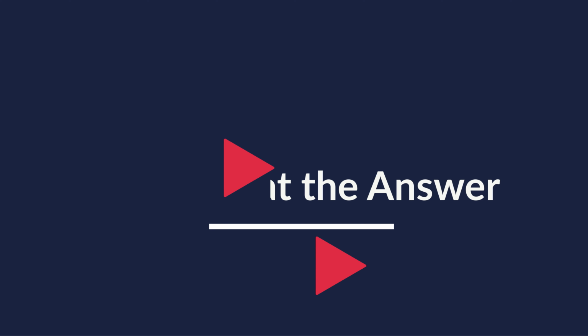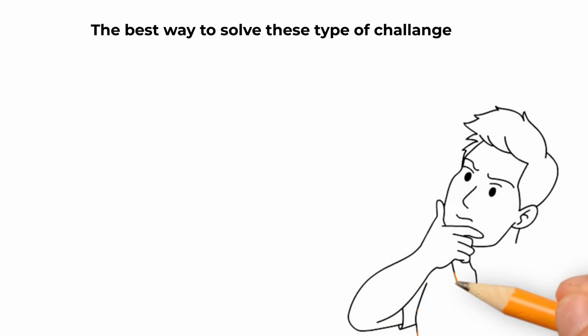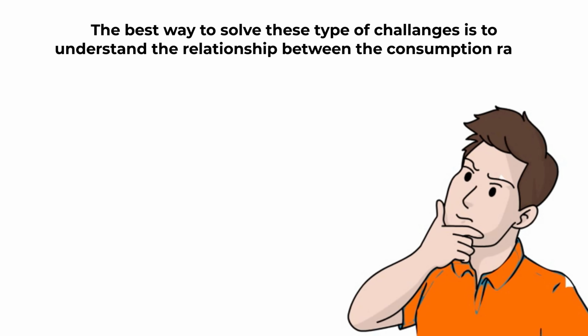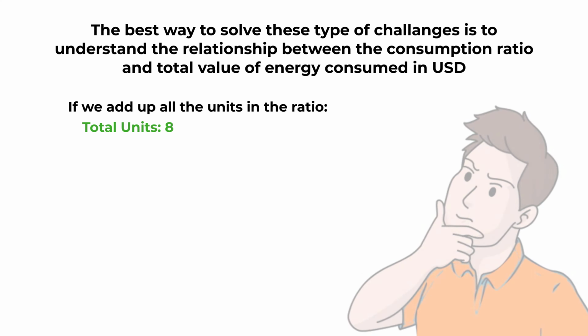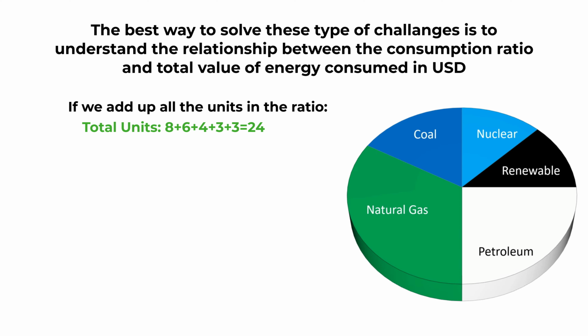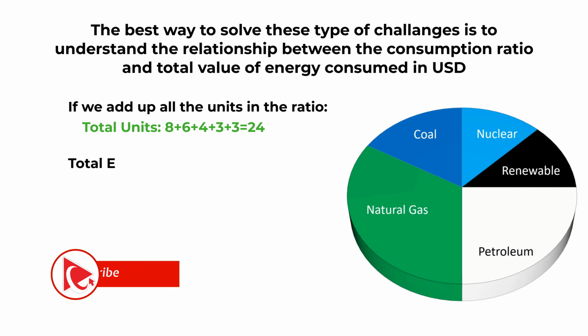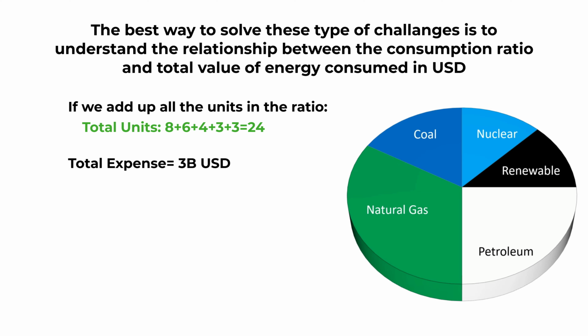The best way to solve these types of challenges is to understand the relationship between the consumption ratio and the total value of energy consumed in US dollars. If we add up all the units in the ratio, we will get the sum of 24, because 8 plus 6 plus 4 plus 3 plus 3 equals 24. Our total consumption expense is $3 billion, but answers are presented in million dollars, so we need to convert $3 billion into million dollars, which is equivalent to $3,000 million.